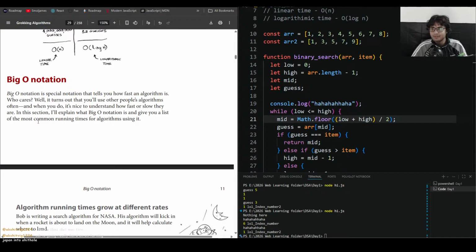Big O notation is special notation that tells you how fast an algorithm is. Who cares? Well, it turns out that you use other people's algorithms often, and when you do, it's nice to understand how fast or slow they are. In this section, I'll explain what big O notation is and give you a list of the most common running times for algorithms using it.